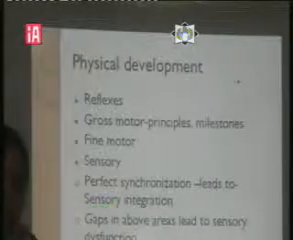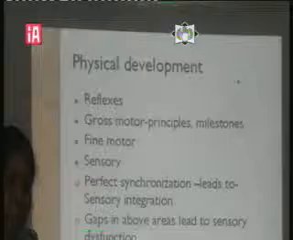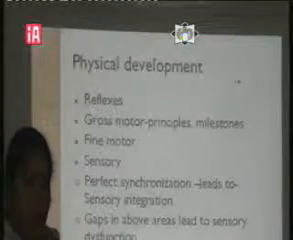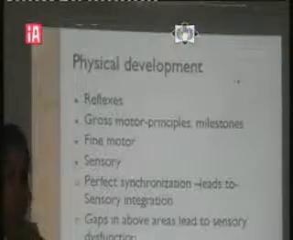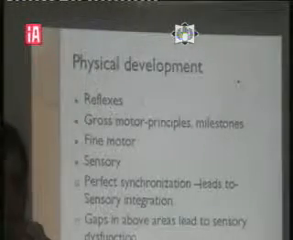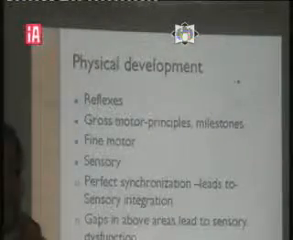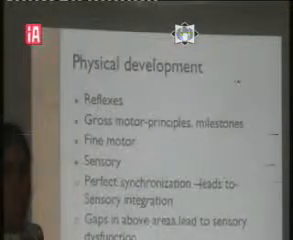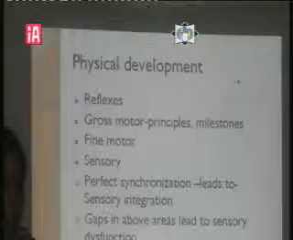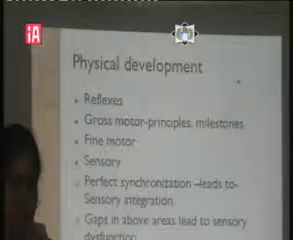Okay? And that's the first principle. The second principle is that development follows a proximodistal trend. Proximodistal is from the inner extremities to the outer extremities. So the child is holding a ball. A very small child will hold it like this. A much bigger child, you expect that you hold it with the hands. So these are the two principles.